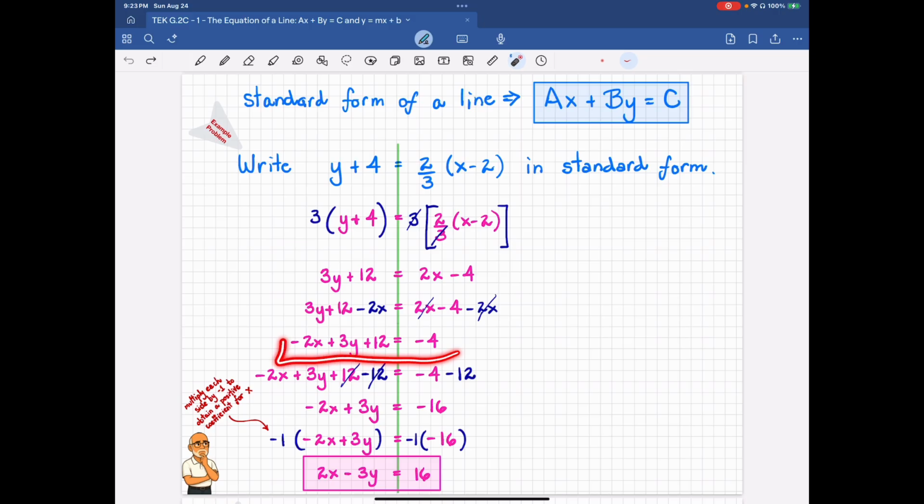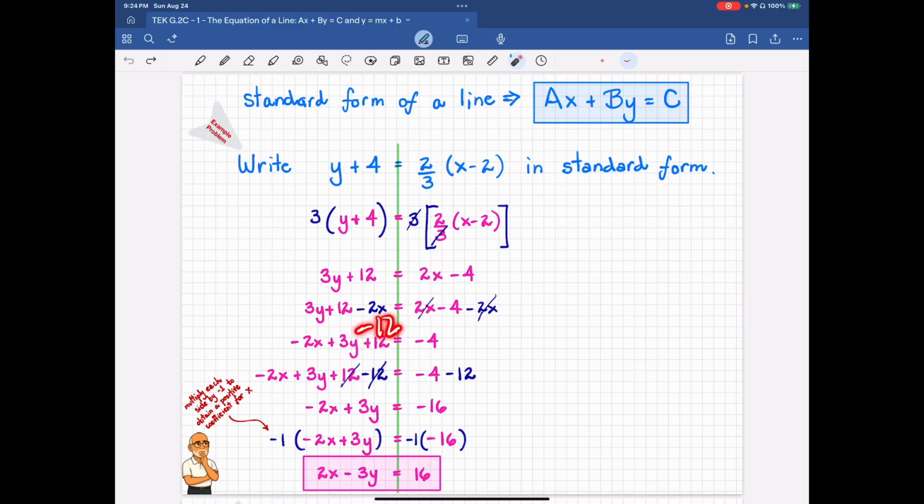So what I end up with by moving those 2x's is -2x plus 3y plus 12 equaling my -4. What I want to do now is move the numbers, the 12, over to this side. How do I get rid of the 12? If I'm adding 12, I'm going to subtract 12.